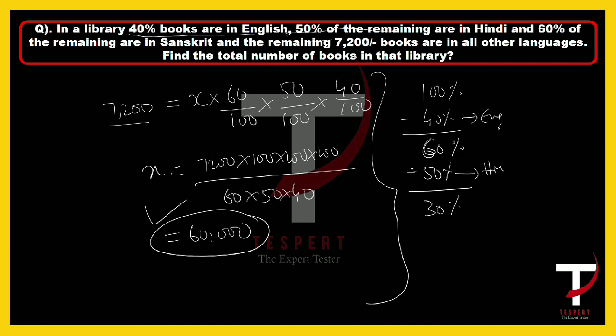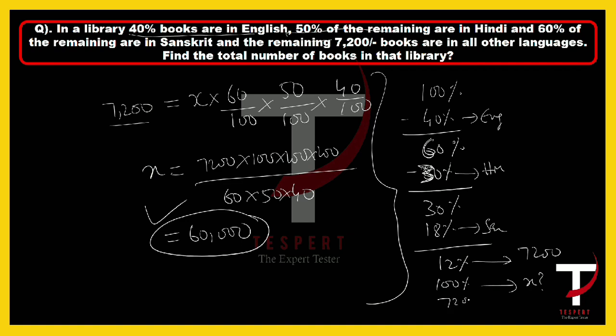Right, out of this 30%, 60% are Sanskrit. What is 60% of 30%? 18% are Sanskrit. So what's the final value? 12%. So if this 12% is equal to 7200, what will be 100%? 100% in the sense the total value. What will be the 100%? Just cross multiply 7200 into 100 by 12, which will be equal to 60,000.